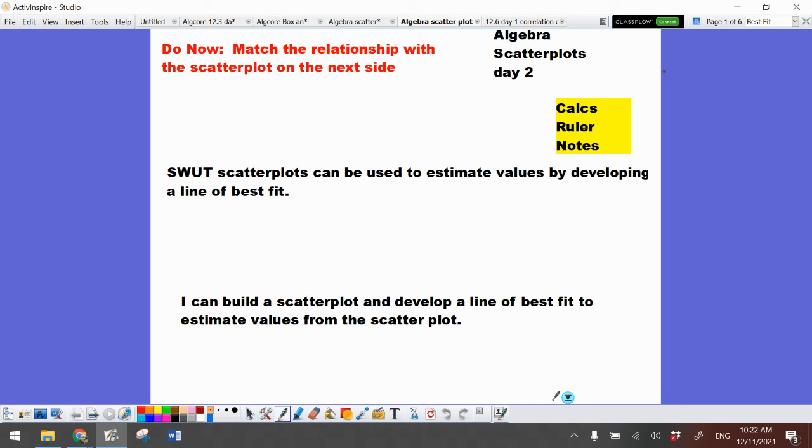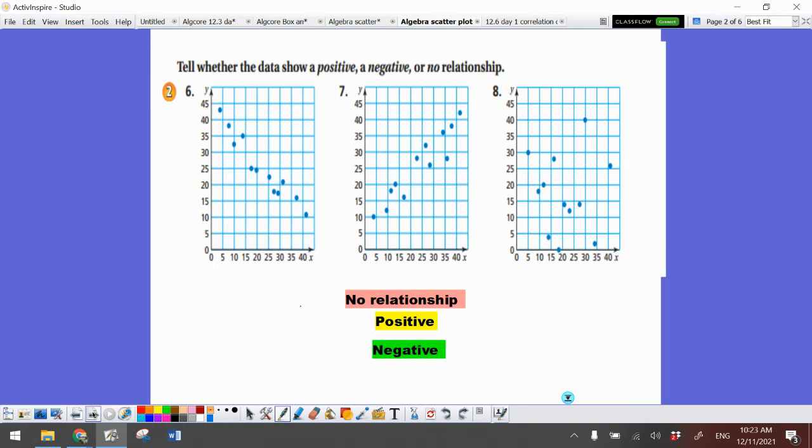All right, let's take a look at scatterplots day 2. We are going to continue to work on estimating values from the line of best fit, drawing in lines of best fit, and determining what the slope means based off of the line of best fit and the context. Okay, so let's do some matching to make sure that we know what types of relationships we have.